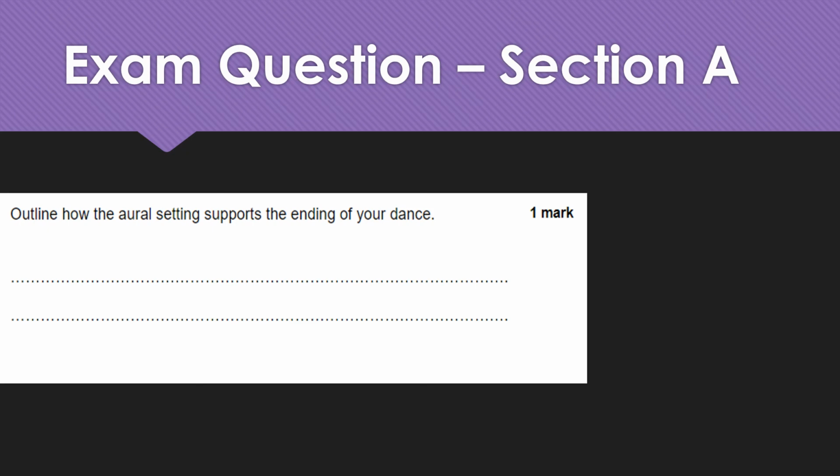Okay, final task, just a quick 1 mark question. We're still looking at the piece of art stimulus. So this question says, outline how the aural setting supports the end of your dance. Okay, so you would have just in the previous question described the aural setting. So you're making up this piece of aural setting, you're describing it, and now it's asking you to outline how that aural setting has supported the end of your dance for 1 mark.